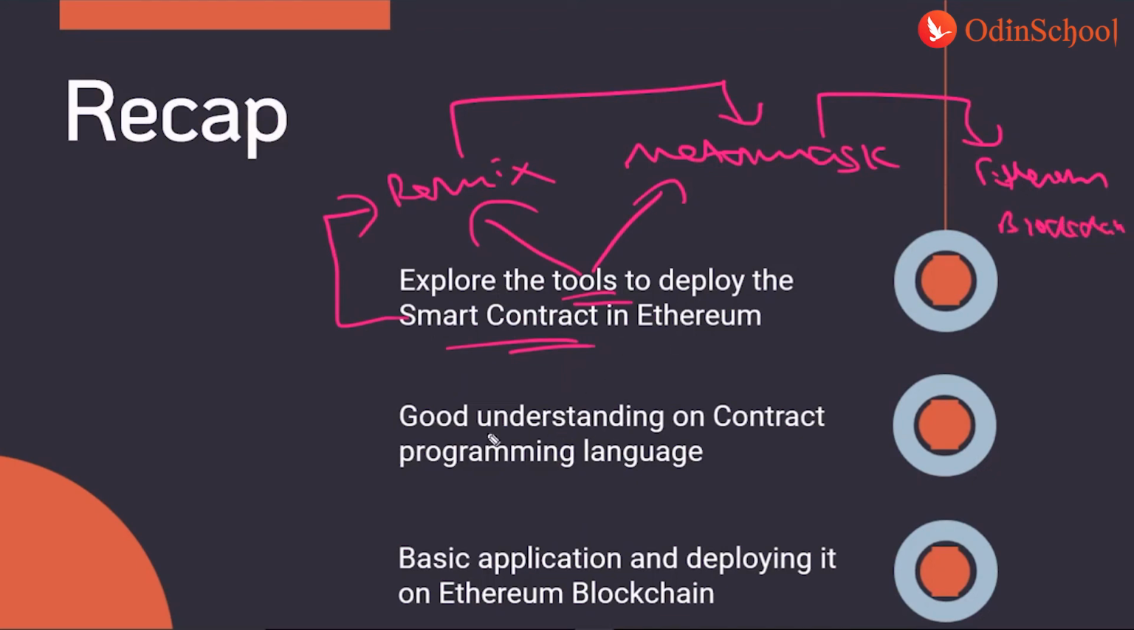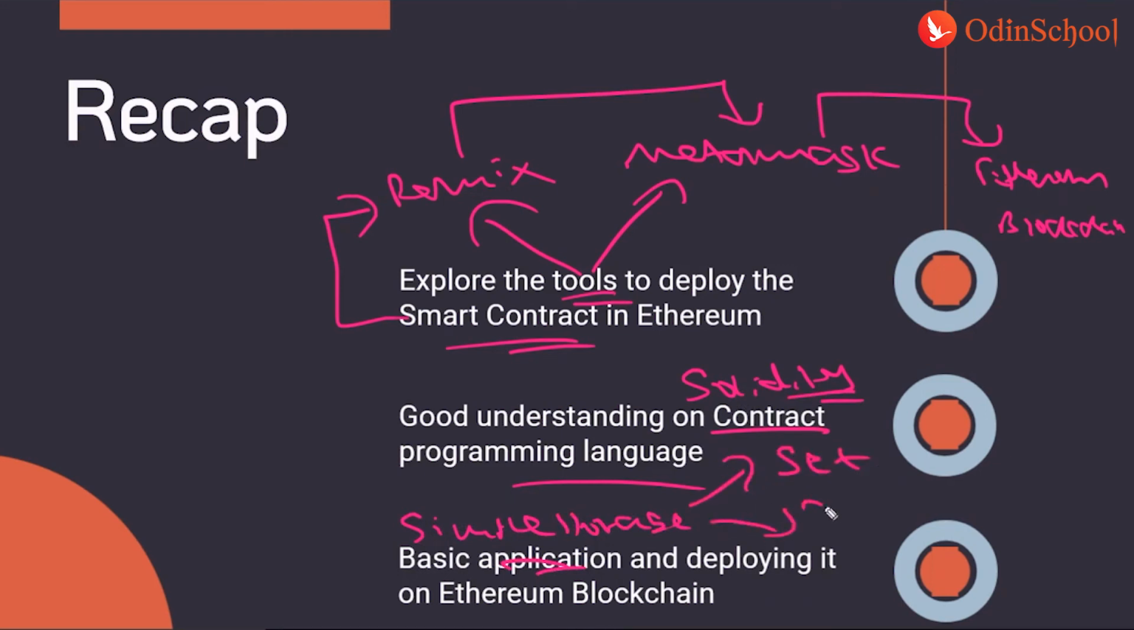And then a good understanding of the contract programming language. It is nothing but Solidity, where I explained the entire code. And the third part is the basic application, that is your simple storage, where you set a value and then you got that value. So that's a basic application which I deployed onto the Ethereum blockchain. So these are the topics which I have covered in this respective module. I hope you have understood whatever I have covered inside this module.